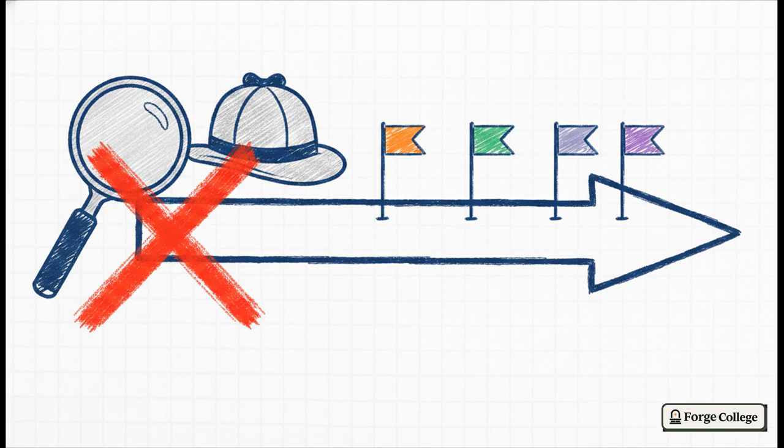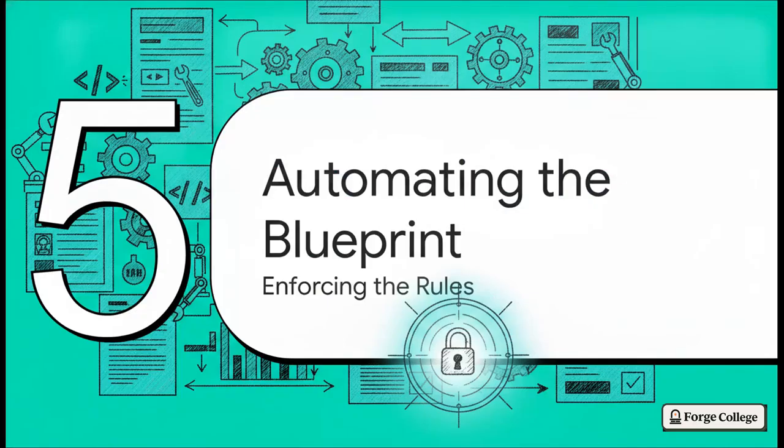They should never, ever have to put on a trench coat and play detective, digging through your GitHub history just to figure out if their app is about to break. Finally, we reach Section 5, Automating the Blueprint. This is where we see the true payoff of our highly structured approach, enforcing all these rules automatically.